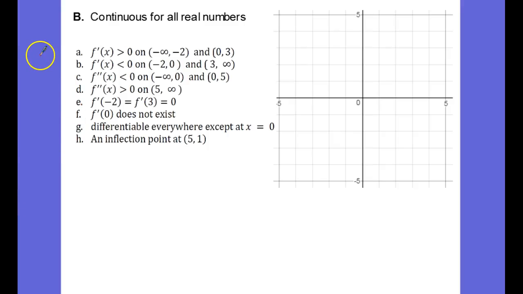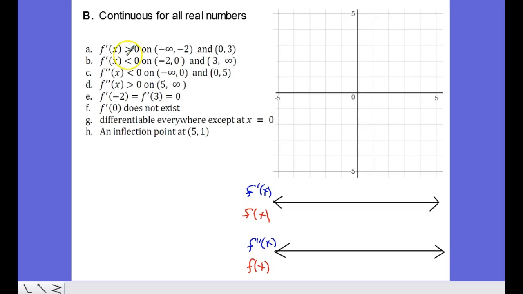Alright, in example 3 part B, they give us another set of criteria and they want us to sketch a curve. So let's take a look at how we can translate this information into some sign charts and then go from the sign charts to a curve sketch. Alright, so let's start with f prime of x.